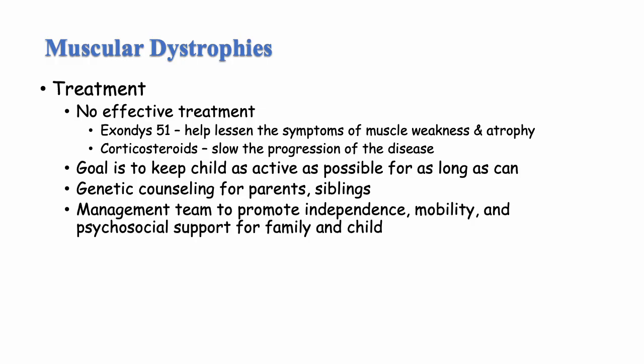So the management for these kids is to promote independence, mobility, and psychosocial support for their family. When these parents first find out, it's bad enough to find out when your child is maybe a month old that they're not going to live, but then to find out I have a normal child and then all of a sudden at 4 years old I no longer have a normal child and the outcome for my child is devastating, right? They just don't have a positive outlook at all. So it's crisis for the family.